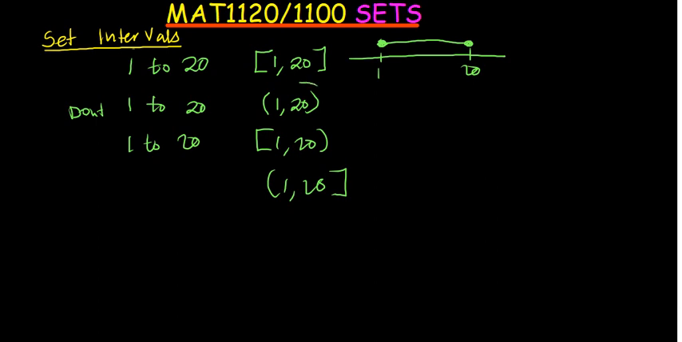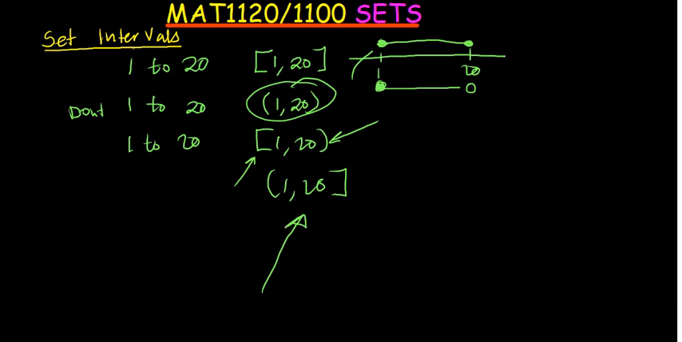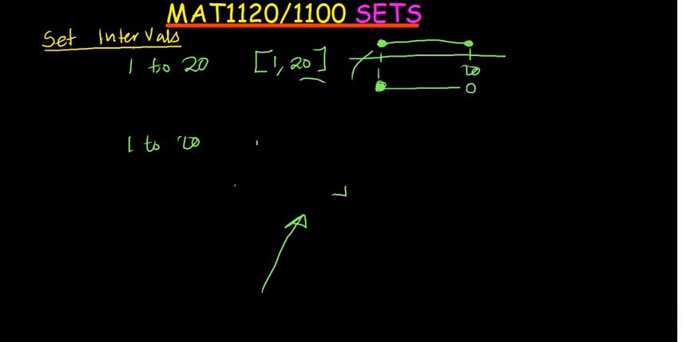And then if you talk of this one, you will not shade. This will just be open. So this will be open here and this will be open here, and then you put it like that. For this one, you are going to shade where there is 1. So at 1 you are going to shade, but where there is 20 you are not going to shade. For this one, you are going to shade where there is 20, but where there is 1, don't shade. So that's the meaning of these intervals.